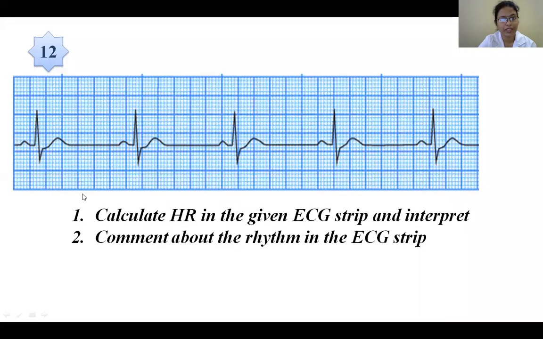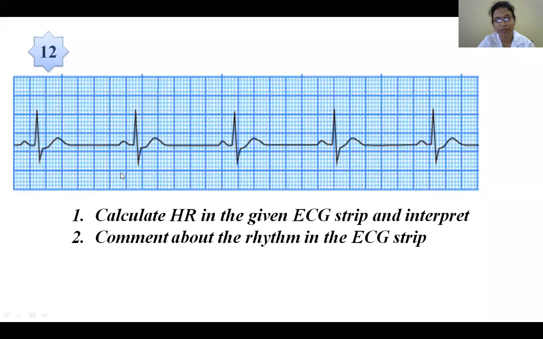Now look at this ECG strip and calculate heart rate in this given ECG strip and interpret. Also comment about the rhythm. So for rhythm we use the paper pencil method. So this is almost equidistant. So this is regular rhythm. And if you look at the complexes also, all the complexes are of normal morphology. So you see here the P wave, which is followed by QRS complex, which is followed by T wave. So the morphology of sinus rhythm is maintained over here.